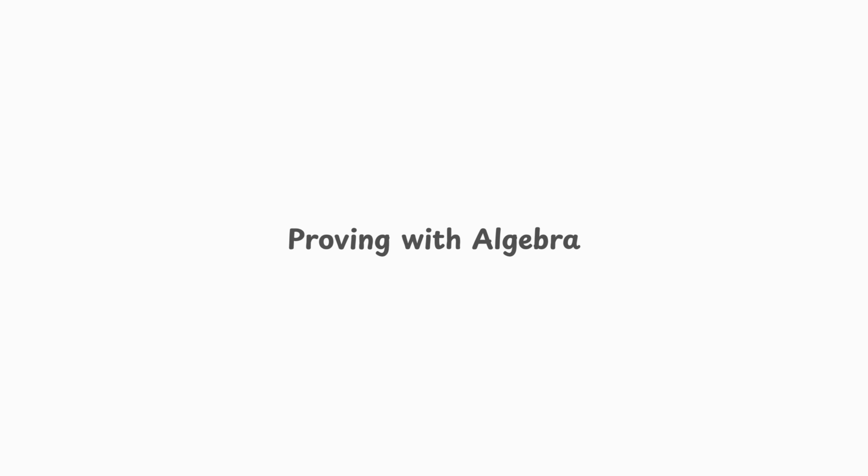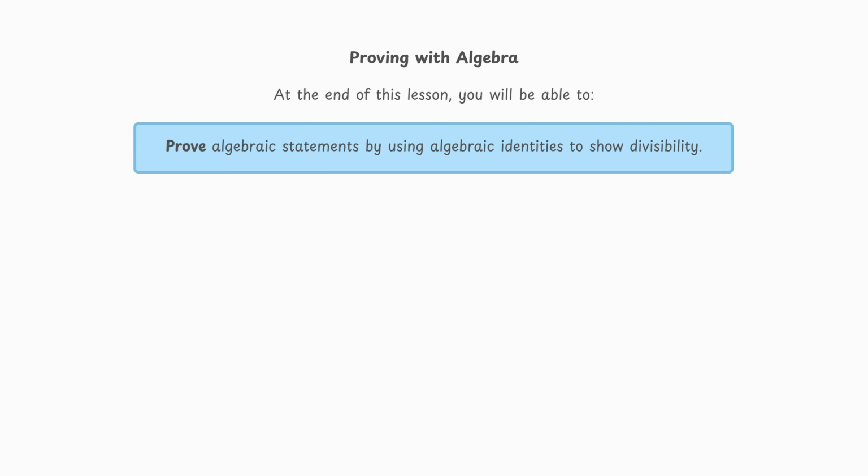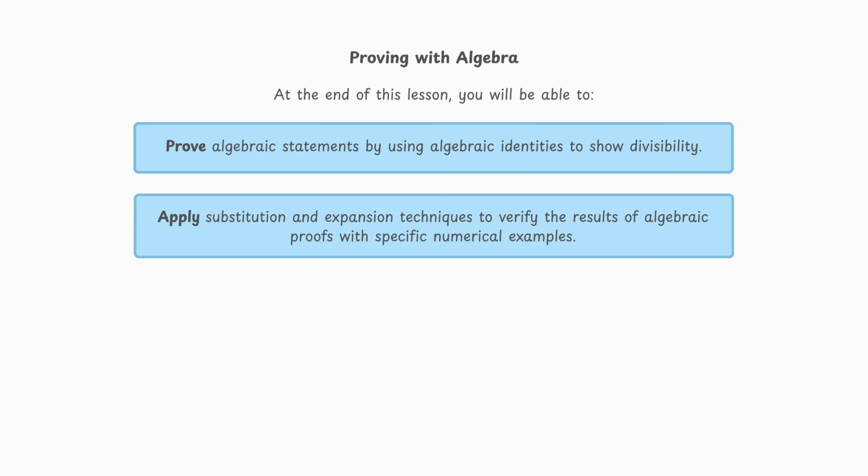Hello and welcome to this lesson on rearranging when subject appears twice. By the time you finish this video, you will be able to prove algebraic statements by using algebraic identities to show divisibility. You will apply substitution and expansion techniques to verify the results of algebraic proofs with specific numerical examples.